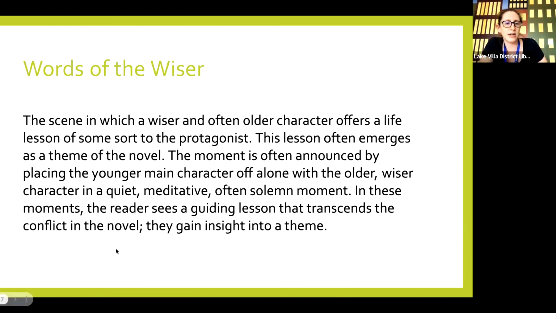So words of the wiser is a scene in which a wiser and often older character offers a life lesson of some sort to the protagonist. So a lot of times you'll see them sitting with their grandpa or a mentor or something like that, or a teacher. This lesson often emerges as a theme of the novel.